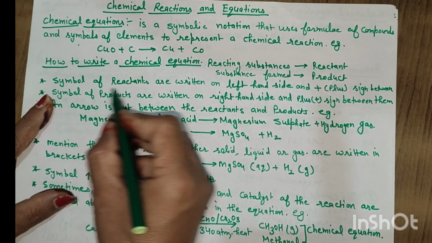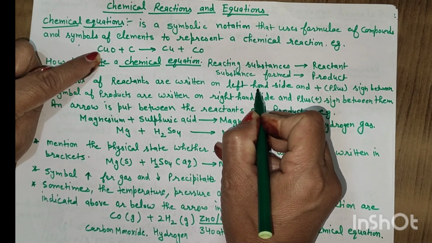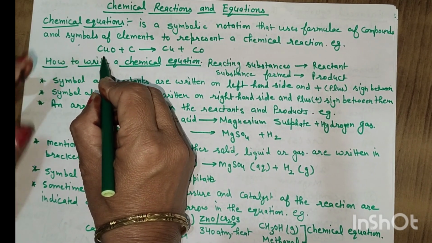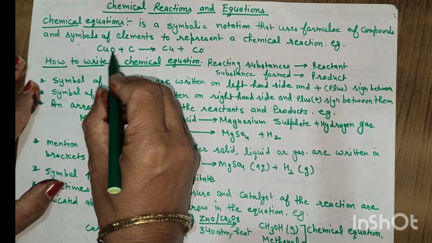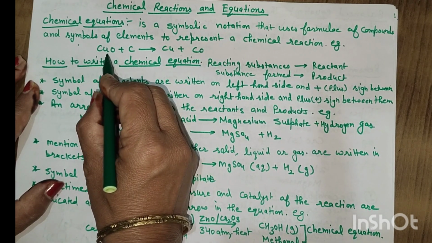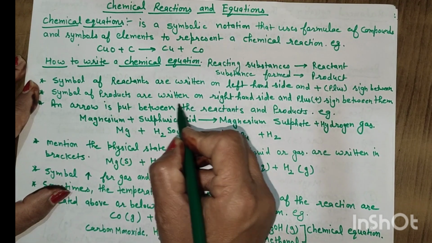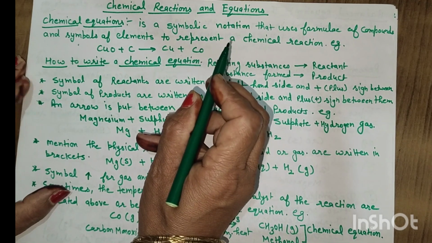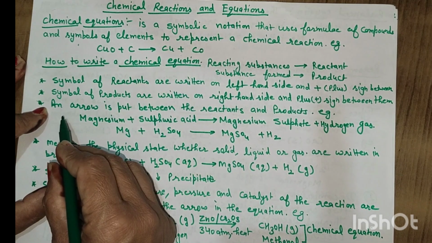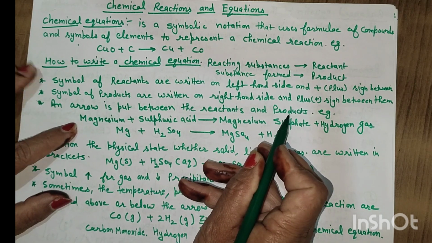The symbols of the reactants are written on the left hand side with a plus sign between them. Then the symbols of the products are written on the right hand side, with a plus sign between them. An arrow is put between the reactants and the products.